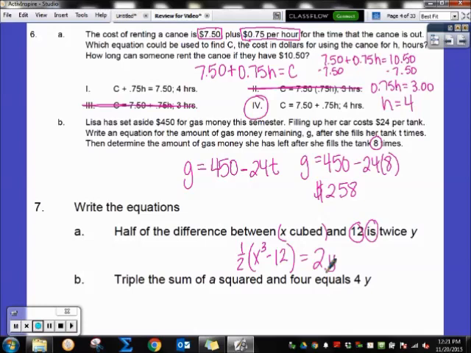For B, it says triple the sum of a squared and 4 equals 4y. So if we need to triple the sum of a squared and 4, we have to use the same technique, because we have a squared plus 4, but we want to triple that. So we would use parentheses and put a 3 on the outside so that we know to distribute that. And that's going to equal 4y.